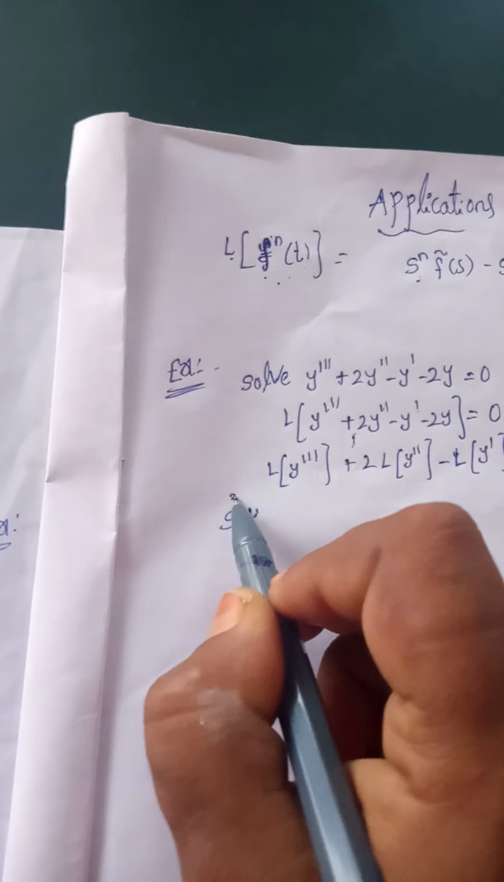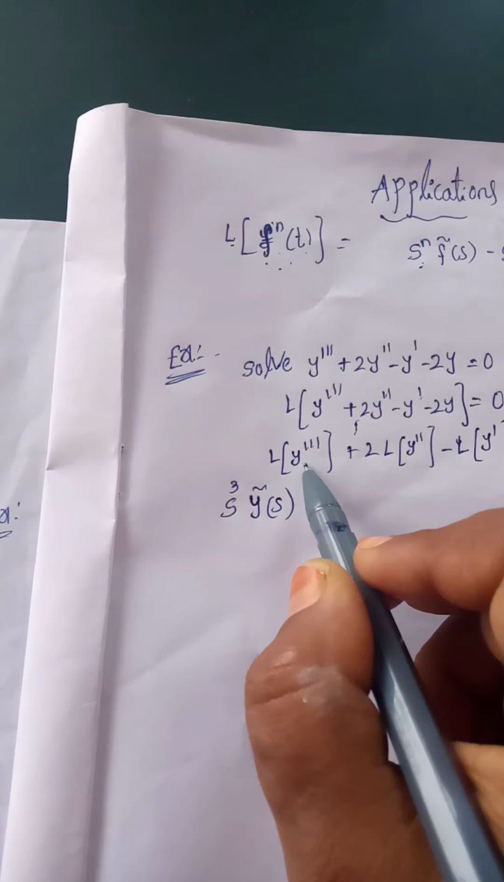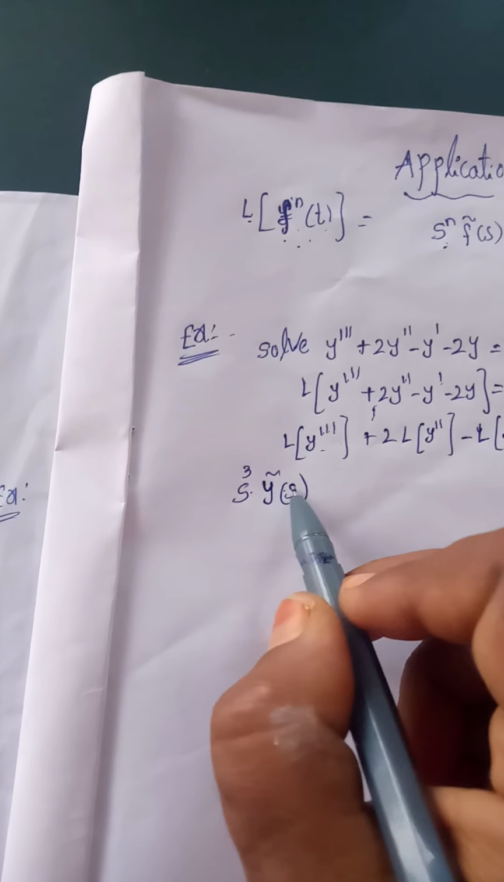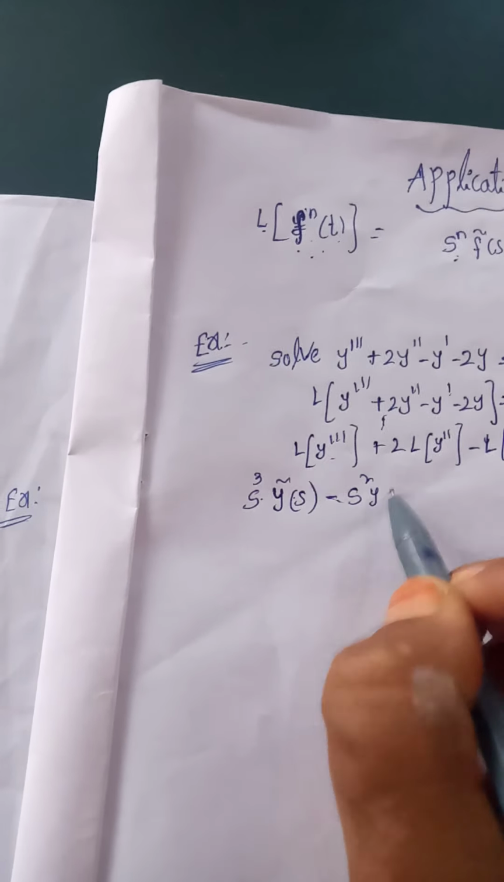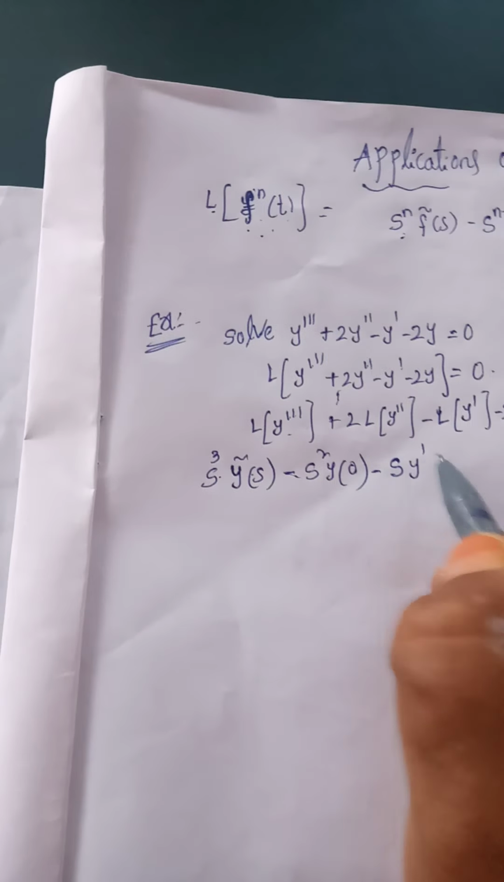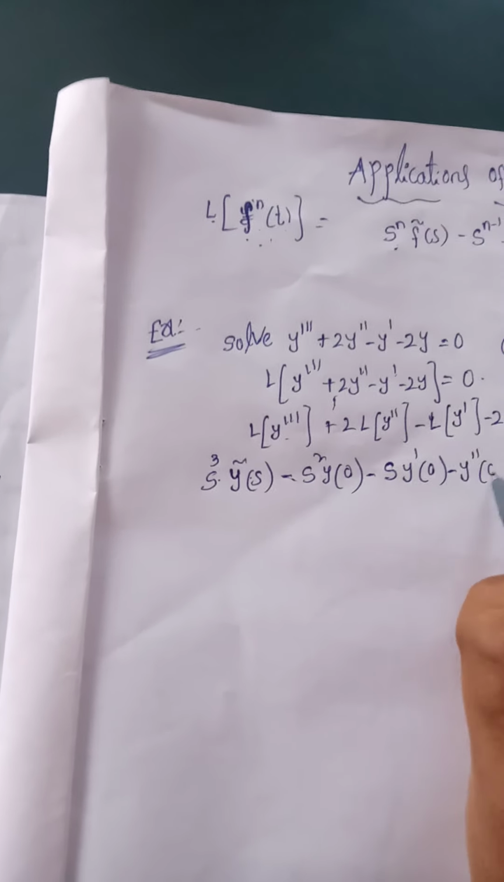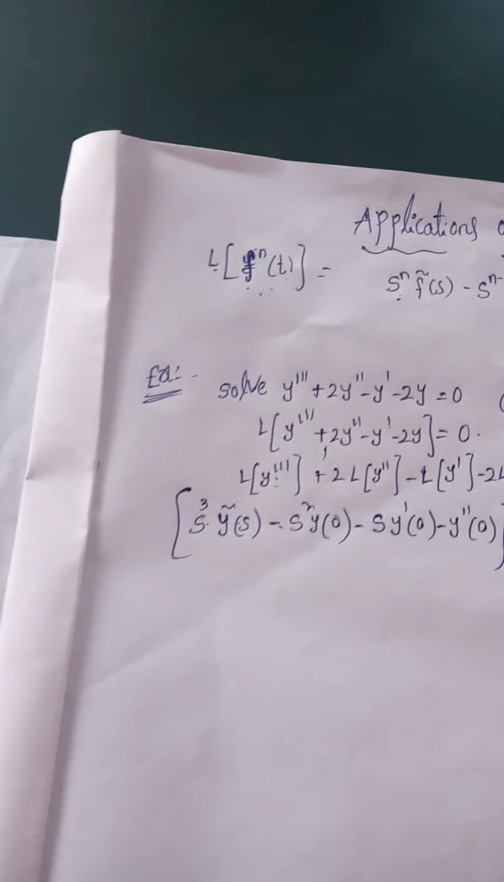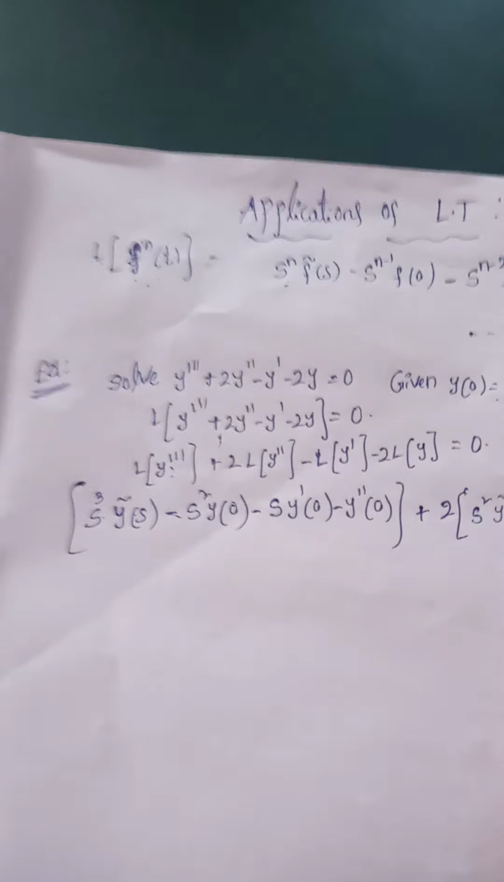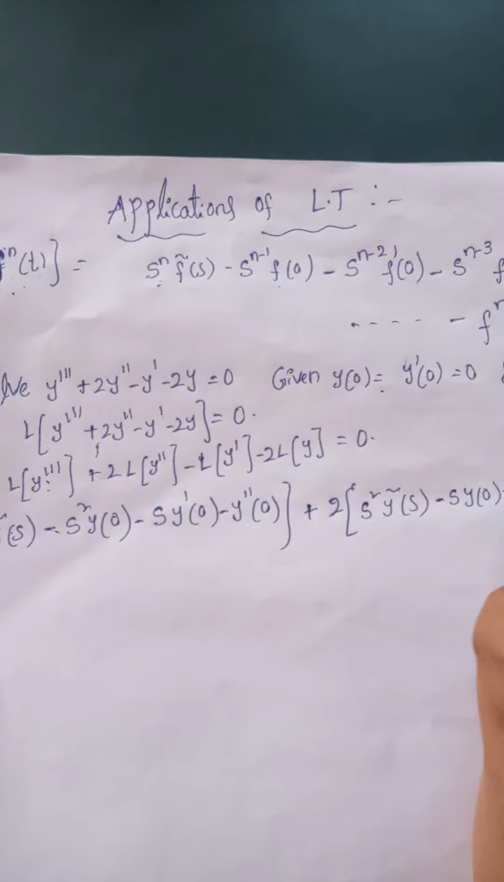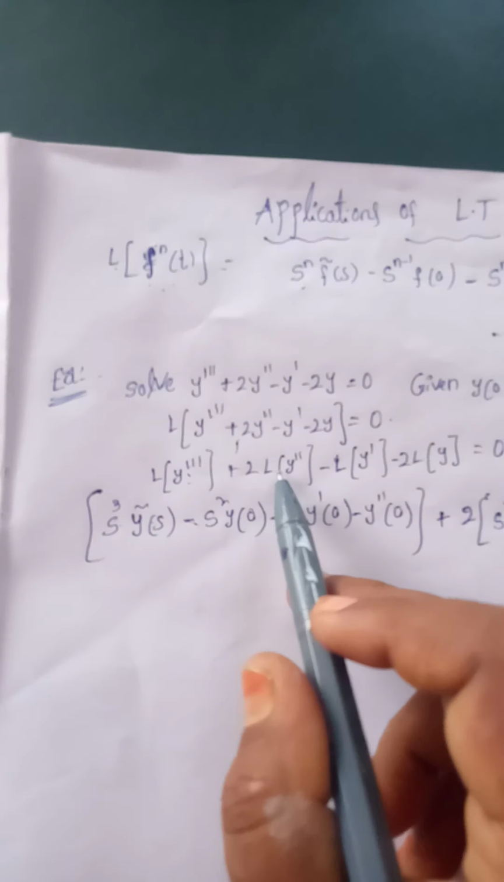So for y triple dash the formula is s cubed into y bar s minus s squared into y of 0 minus s into y dash of 0 minus y double dash of 0. This is L of y triple dash. Then s squared into y bar s minus s into y of 0 minus y dash of 0. This is L of y double dash. Then minus s into y bar s minus y of 0. This is L of y dash.